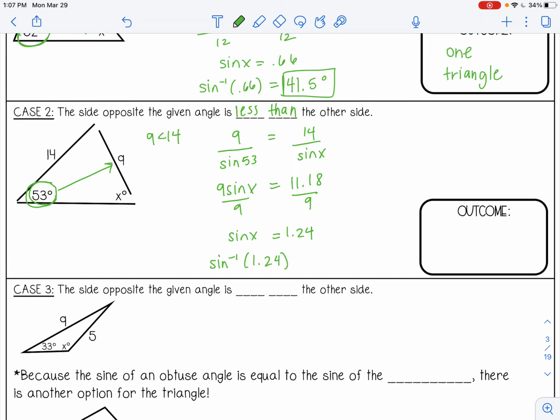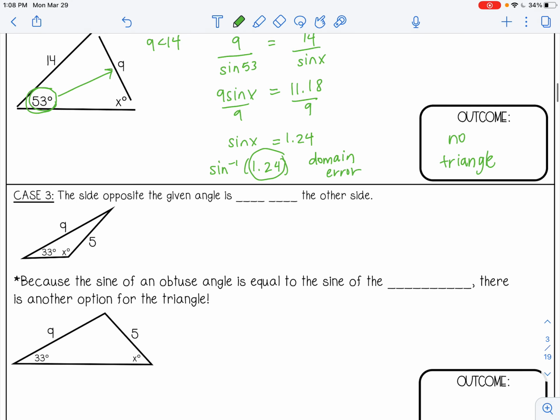And when you do that in your calculator, it's going to say domain error or error. The reason is because you can't take the inverse sine of a number greater than 1. It's not in the domain. So when that happens, that means that no triangle can actually be formed using this angle and those two sides. It's not possible to have a triangle with those. All right, so that's case number 2.